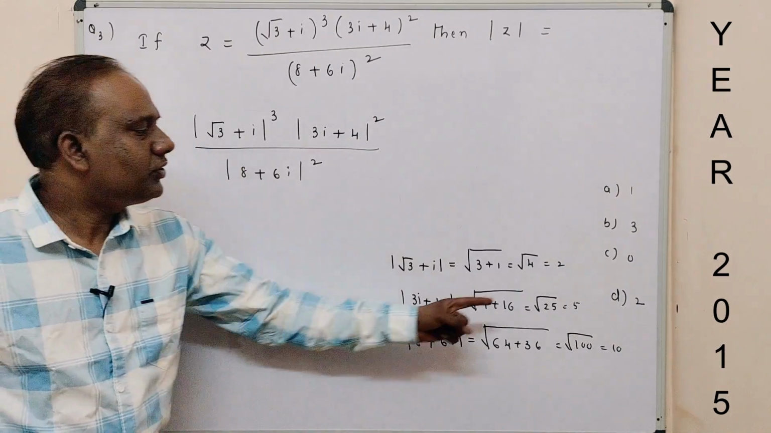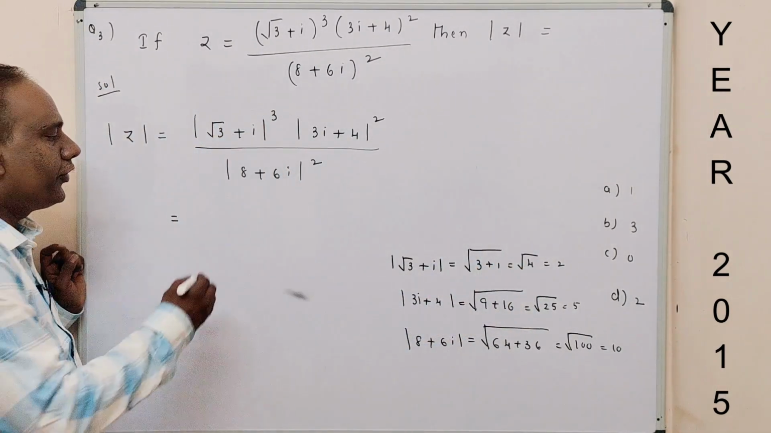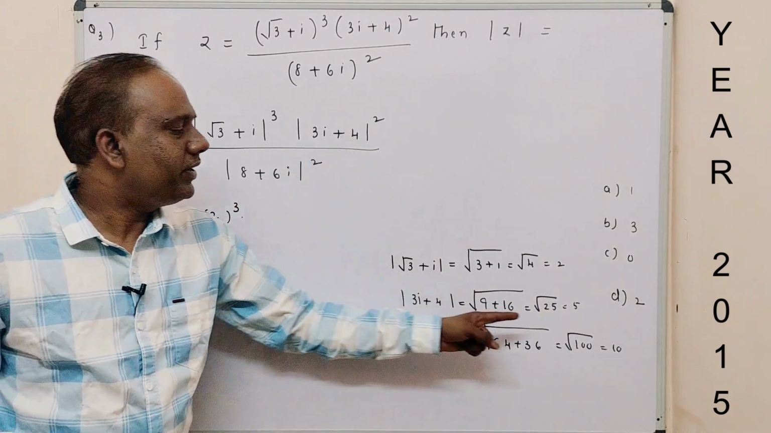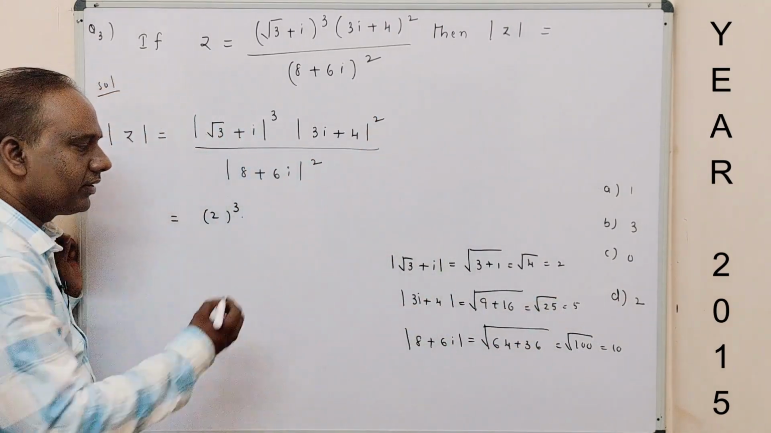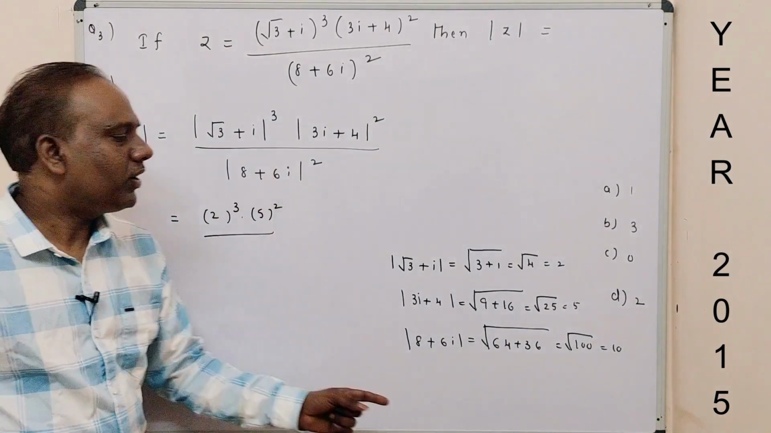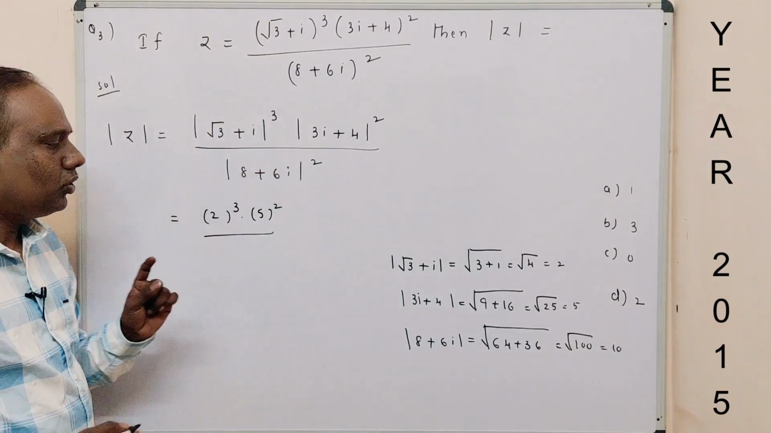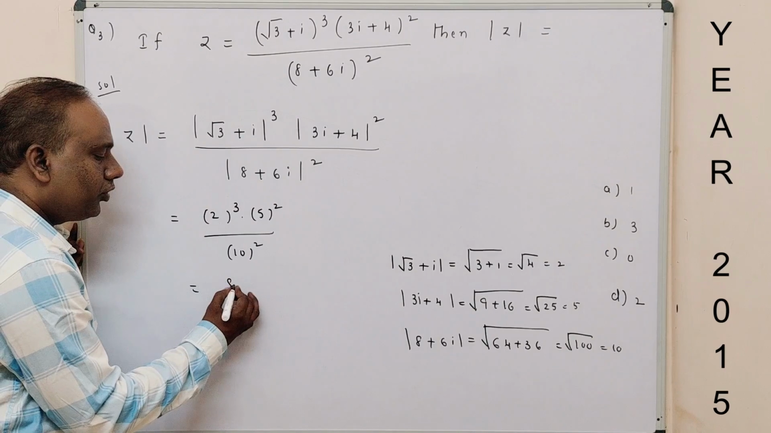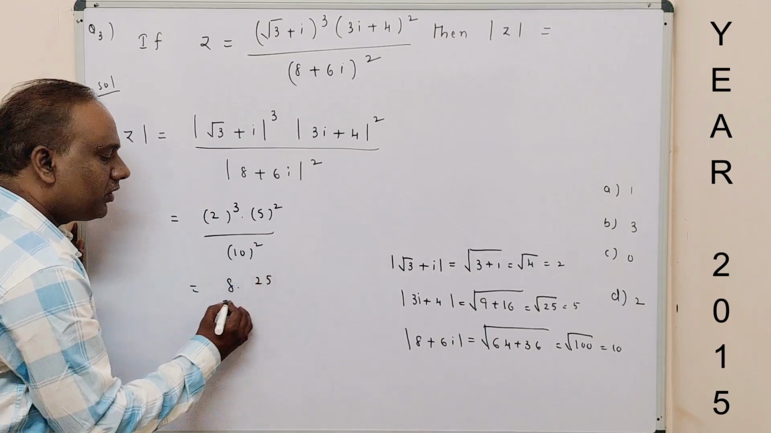So this value is equal to 2. So whole cube, that means 2 cube, and this value is 5. It is whole square, that's why 5 square, and this value is 10. So whole square, so 10 square. Here 2 cube is 8 and 5 square is 25.